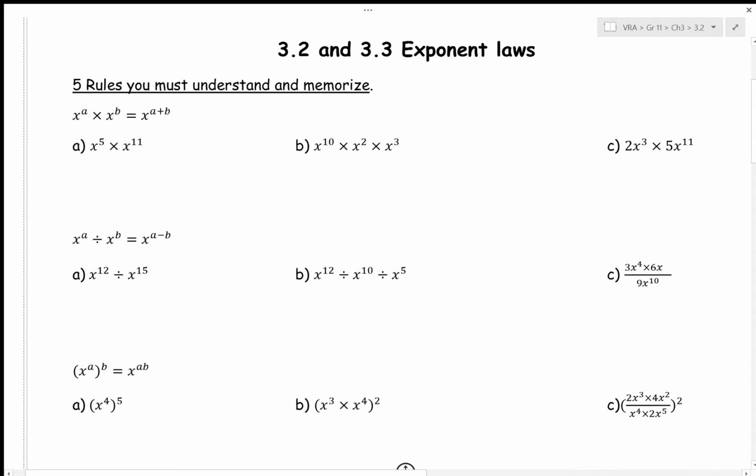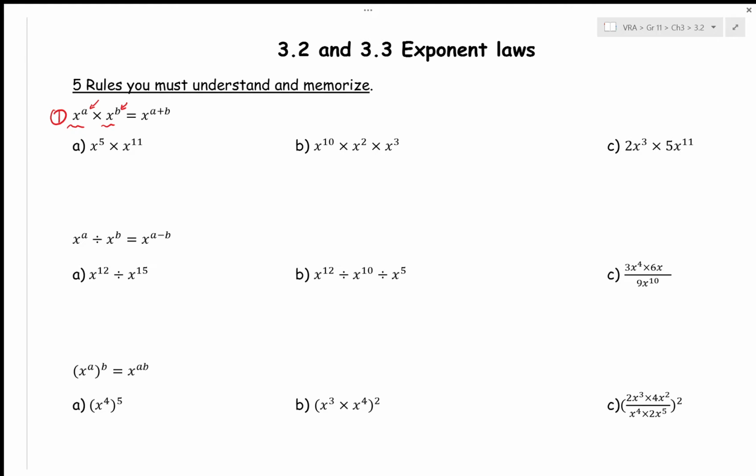So 3.2, if you take a look at it, we have the multiplication rule for the exponents. Now, exponents will be added when you multiply two terms with the same base. So in this case, the bases are the x's, right? And the powers are a and b. So when you multiply those two, you basically add the powers.